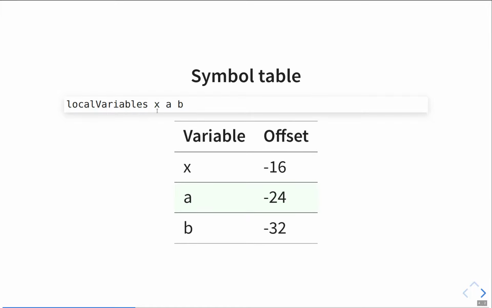So for instance here, if we have a variable x, a, and b, they would be at the following offsets. These are all local variables. They're at negative offsets because the local variables grow downwards in the stack.